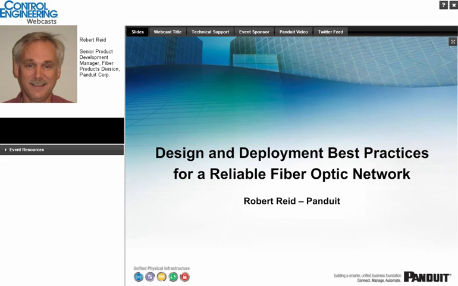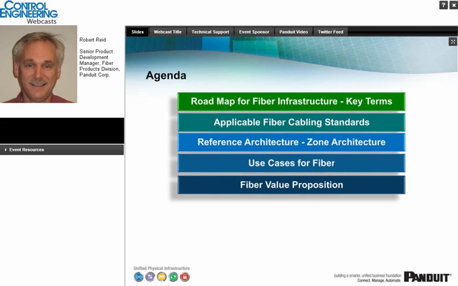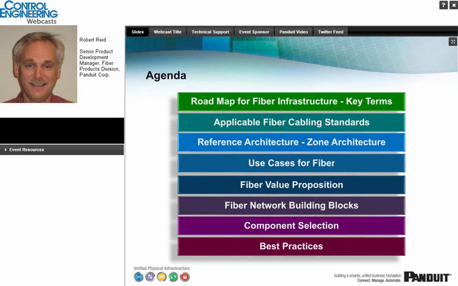Today we're going to talk about best practices in the industrial automation space for designing reliable fiber optic networks. In terms of an agenda, I'm going to give you a couple of roadmaps for a network from a reference architecture standpoint, a physical roadmap. I really want to key in on the cabling standards around the fiber industry, and one standard in particular that is an industrial standard, and how it keys into the fiber cabling.